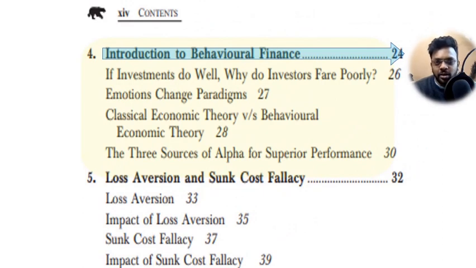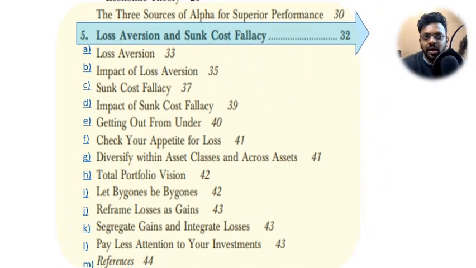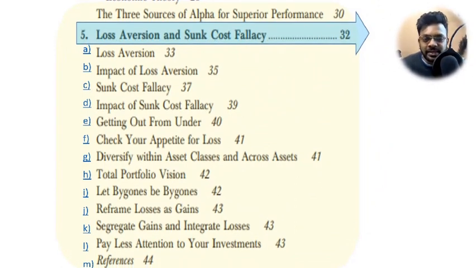We have been discussing the last 4 chapters, and in this video we are going to see the 5th chapter, which is nothing but loss aversion and sunk cost fallacy. This video was created in such a way that the viewers get a lively book reading experience. Hope you guys are enjoying the experience. So let's go into the 5th chapter, loss aversion and sunk cost fallacy.